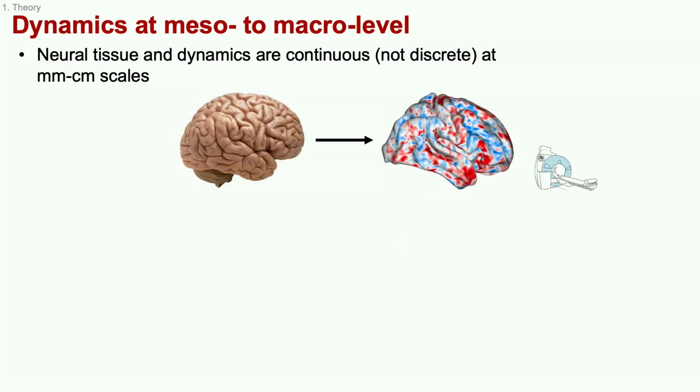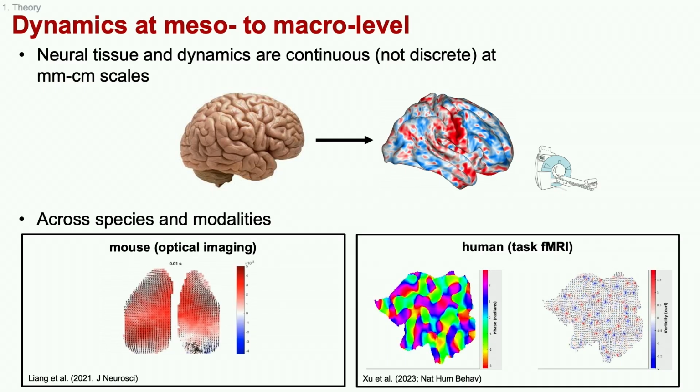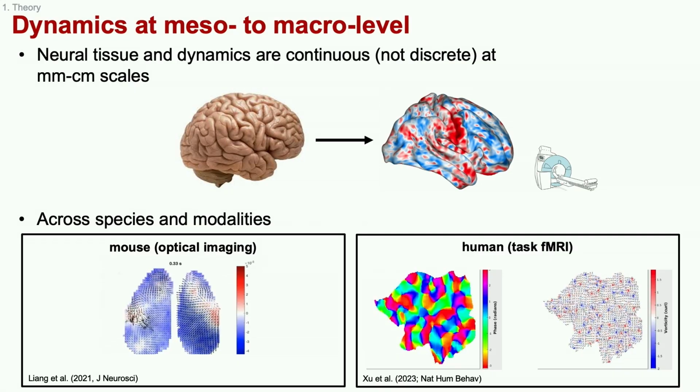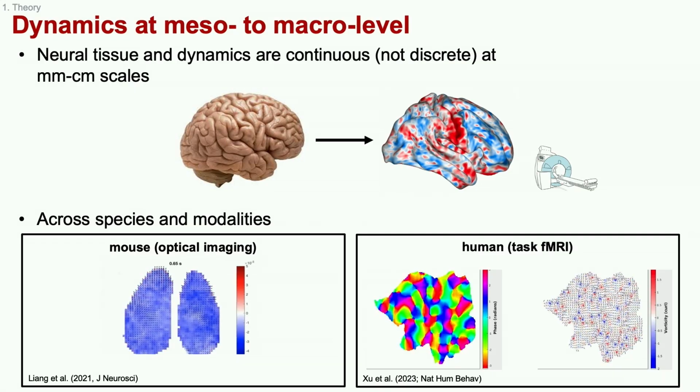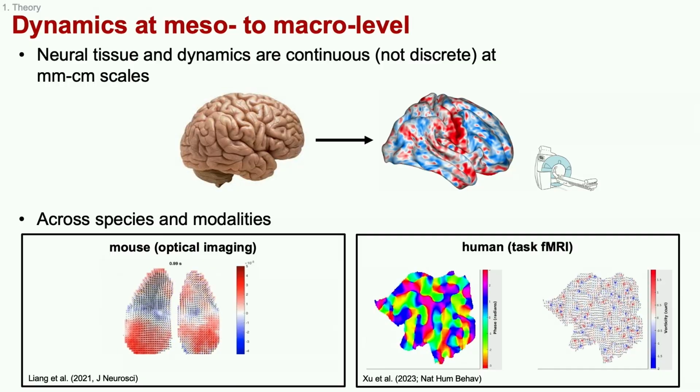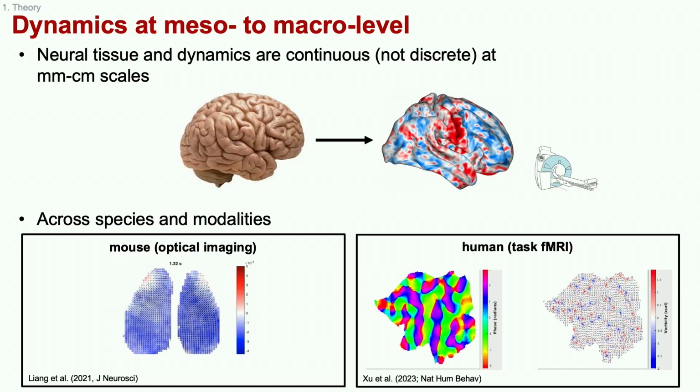So the idea is that at these scales of the brain, in the millimeter to centimeter range, you're pretty much using a camera that can capture these smooth variations. You can't look at the single spiking of neurons. And obviously, this is not fMRI specific. You can see this in different modalities, such as calcium imaging or optical imaging, in different species, and also in different types of fMRI, not just resting state. So the question is: is there a theory that can predict or explain these phenomena?